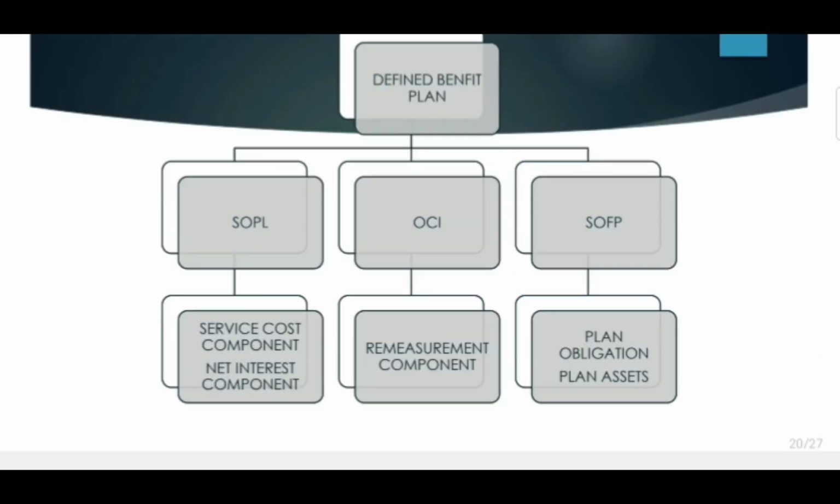Defined benefit plan, according to this: in the statement of profit and loss, the service cost component and net interest component would be recorded. In other comprehensive income, the remeasurement component would be recorded, and in the statement of financial position, plan obligation and plan asset would be recorded. And you can record a net amount with regard to plan obligation and plan asset.